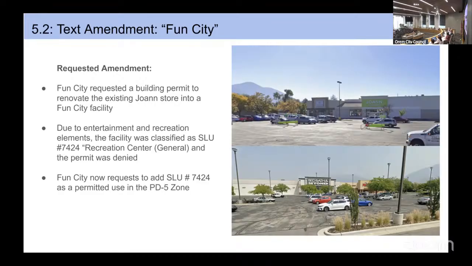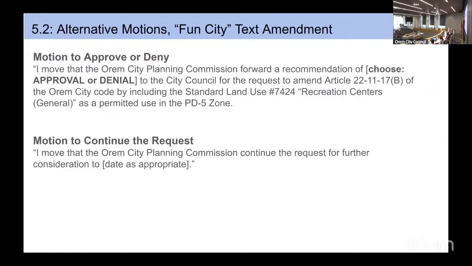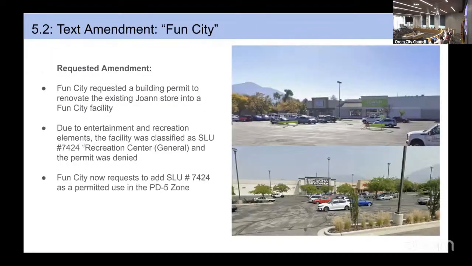The next closest one was amusement park, which clearly does not fit here. As a result of that, they requested to have recreation centers for 7424 included in the PD 5 zone. And that's how we've gotten to this point. So yeah, any questions about that? Any questions at this point?